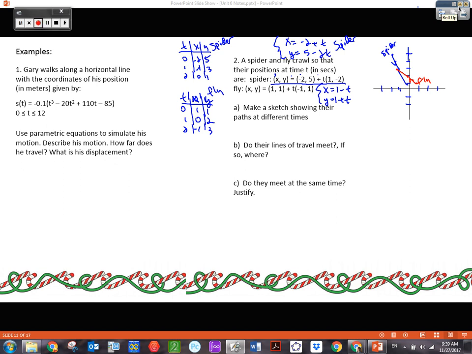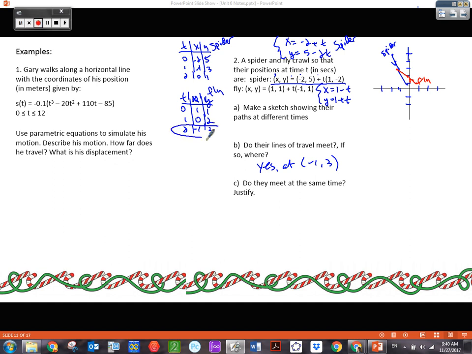All right, so now let's answer questions about that. So do their lines of travel meet? Yes. At -1, 3. Do we see that? They cross at -1, 3. Do they meet at the same time? Justify. Well, it's kind of hard to see from the graph. Why don't we look at our table? We know their paths cross at -1, 3.